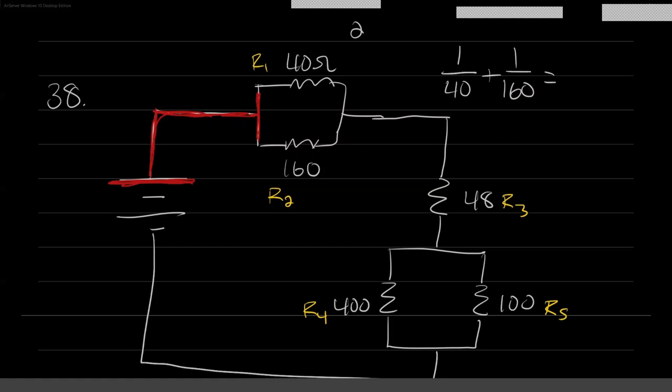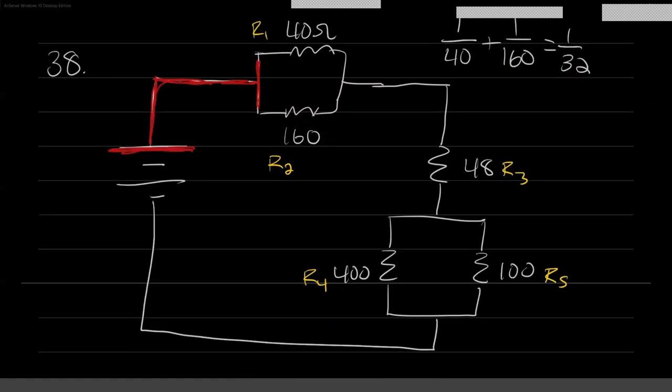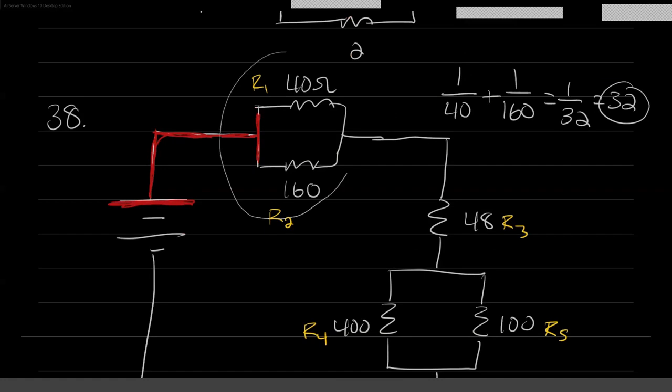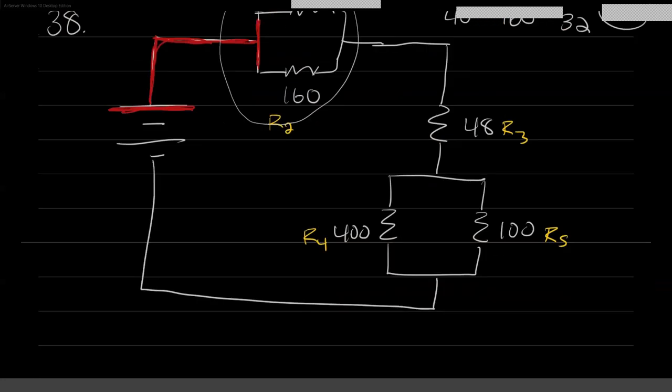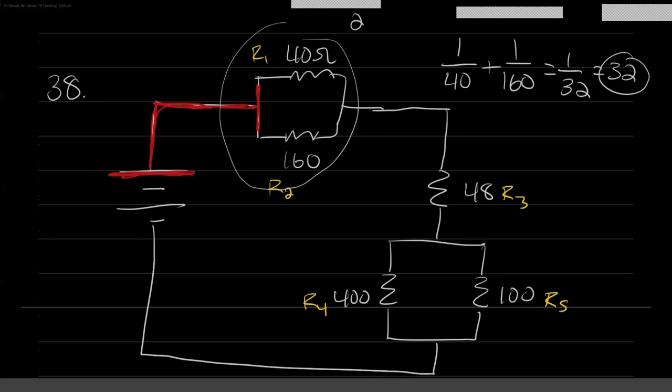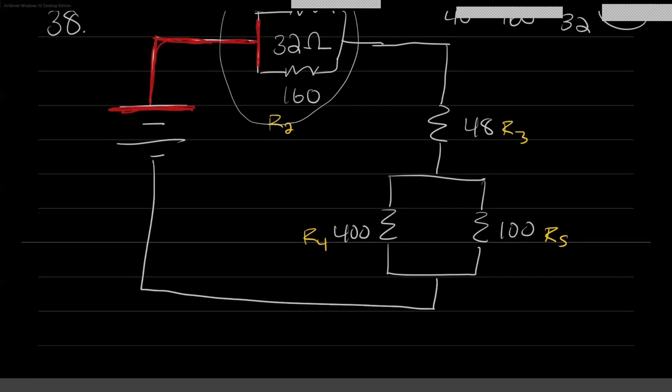And if you add that, you should get, let's see. Plus 1 over, sorry. So you get 1 over 32. So then you got to do the inverse of that. Well, the inverse of 1 over 32 is just 32. So these two resistors combined become a total resistance of 32 ohms, right? So we can redraw the circuit, but I'm just going to write it now in the middle here, and we can redraw it later on.